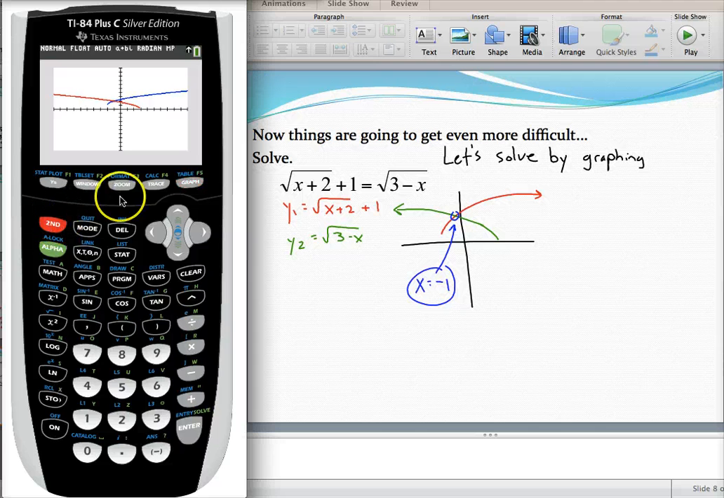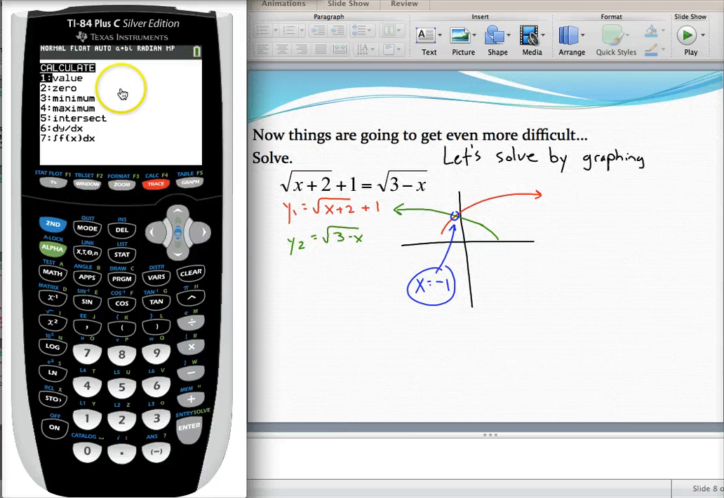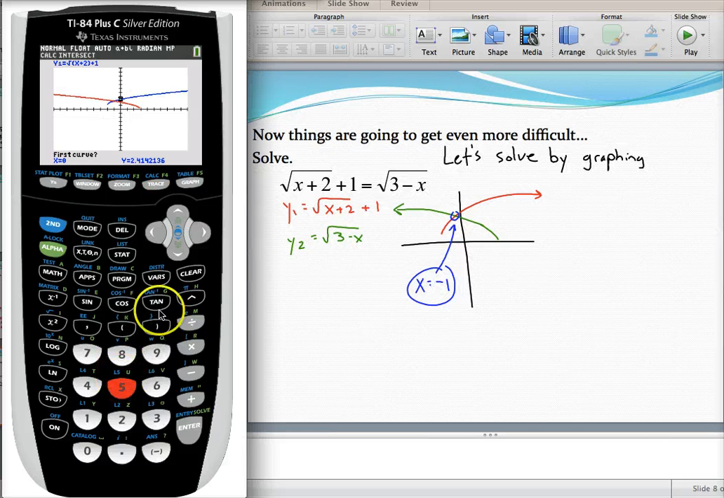So once I can see that intersection point, let's go ahead and find it. So second, trace to get into the calculate menu, and then I want option 5, the intersect option. So select that. Let's just trace over so we're close to the intersection point, and there's only one. That's what's really nice about solving by graphing. It will not show you any extraneous solutions. Only the actual solutions will show up on your graph. So I'm close to it. Go ahead and hit enter 3 times just as we've done before. And it will find us our intersection point.